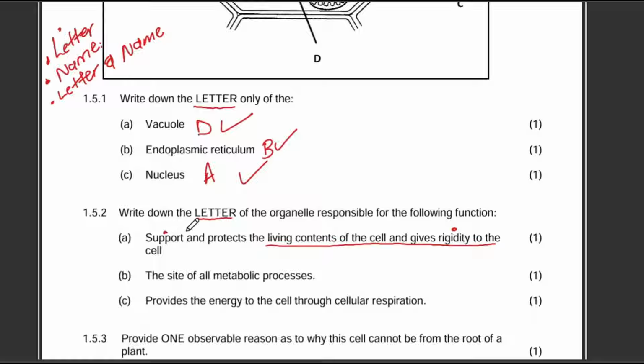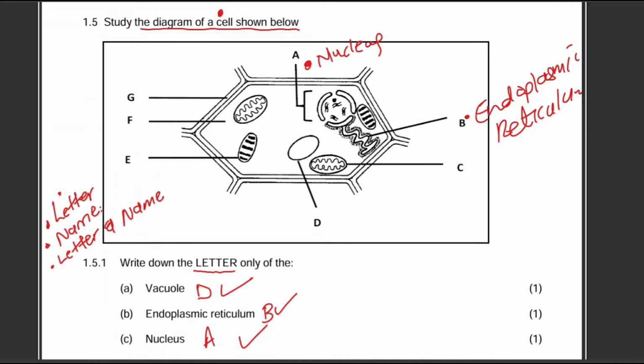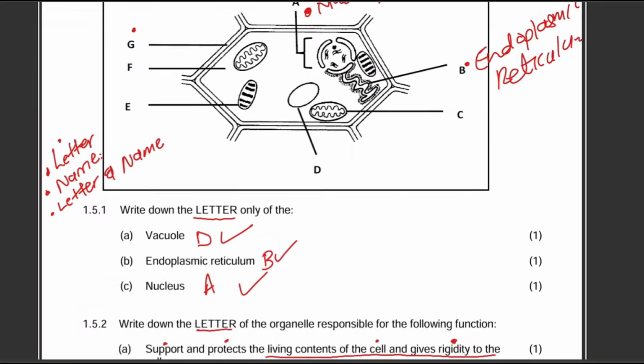It supports and protects the living contents, which is basically what we find within a cell, and it gives rigidity to the cell. So they are speaking about the cell wall here, guys. We need to find the letter for the cell wall. They do not ask us for the name. So we are looking for the cell wall, and the letter representing the cell wall is G.